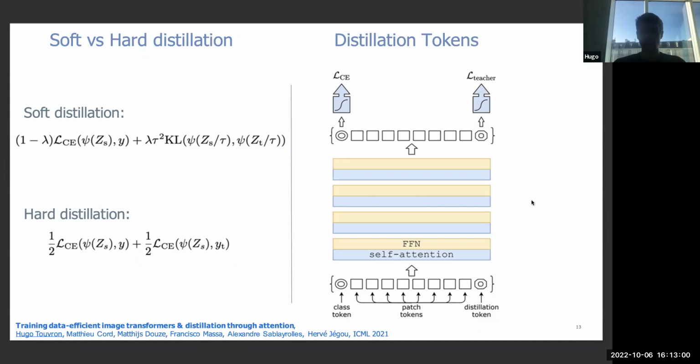And the other idea we have for the distillation is to introduce a distillation token in order to avoid some bad interaction between the class token and the distillation part. So the goal of the class token is to aggregate, thanks to the self-attention mechanism, some useful information to find the ground truth label. And the goal of the distillation token is to aggregate the information in the self-attention layers to be able to have good features to reproduce the teacher output.